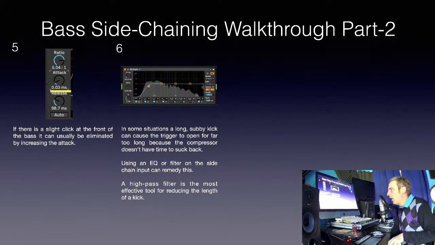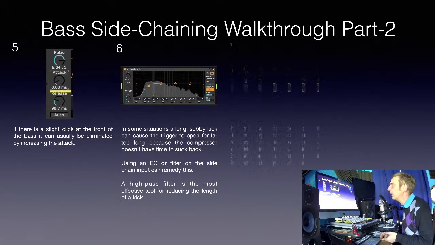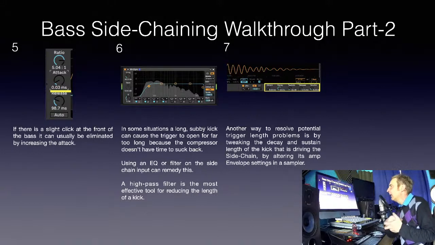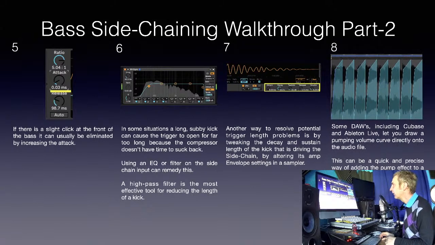A high-pass filter is the most effective tool for reducing the length of a kick, but I find that the sustain actually works better on the attack envelope controls of my sampler. So part 7, another way to resolve the potential trigger length, as I just mentioned, is by tweaking the decay and sustain length of the kick that is driving the sidechain, by altering its amp envelope settings in the sampler.